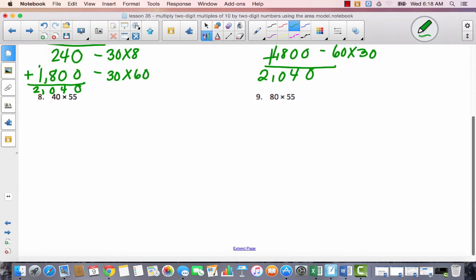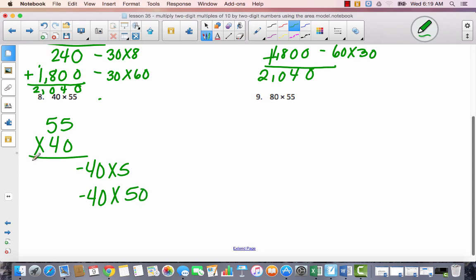All right, so now we're going to do 55 times 40. Just remember when you're setting up your problem that you're always putting the multiple of 10 on the bottom. So 55 times 40. All right, so now I've got 40 times 5 and 40 times 50. All right, so 40 times 5 is 200, and 40 times 50 is 2,000. So when I add those together, I get 2,200.